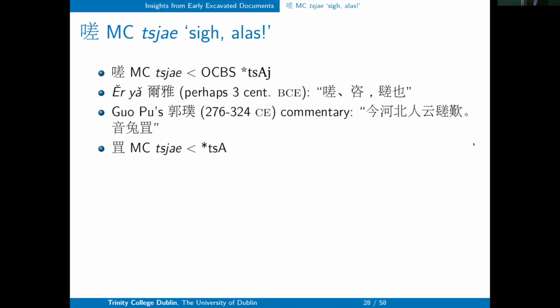And in the Erya dictionary, which is around the 3rd century BCE, there is a passage as 嗟咨,嗟也, and the Guo Pu comments on it as 今河北人云嗟叹因兔居. So Guo glosses it as the pronunciation of 嗟 in the north of the Yellow River. They pronounce it as the word 居.